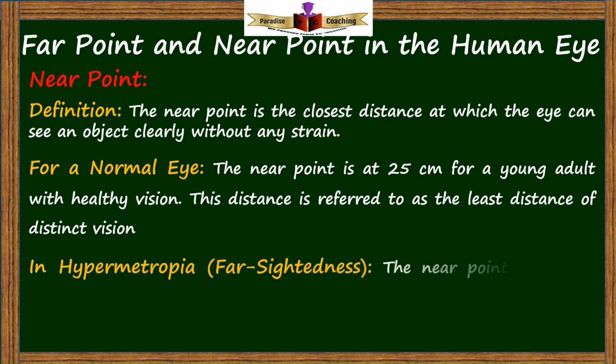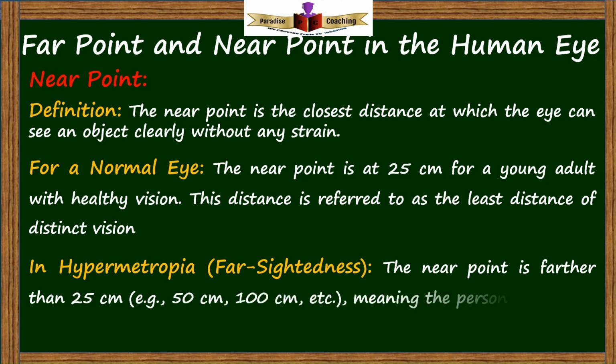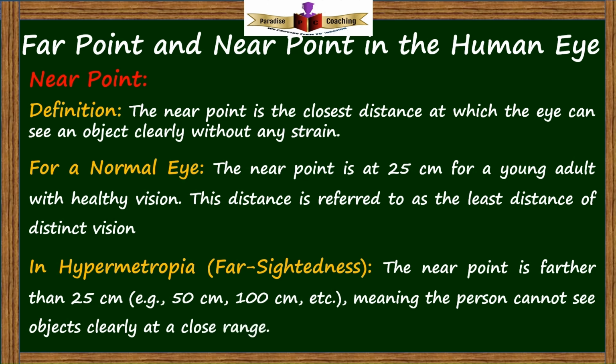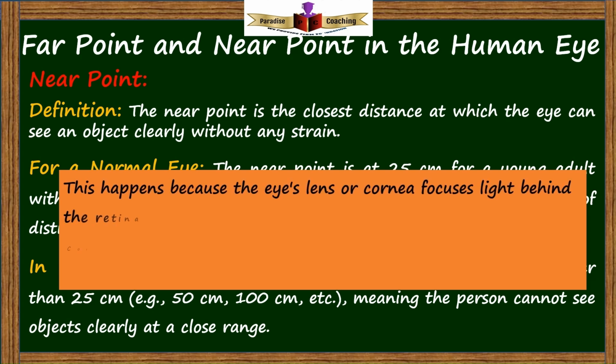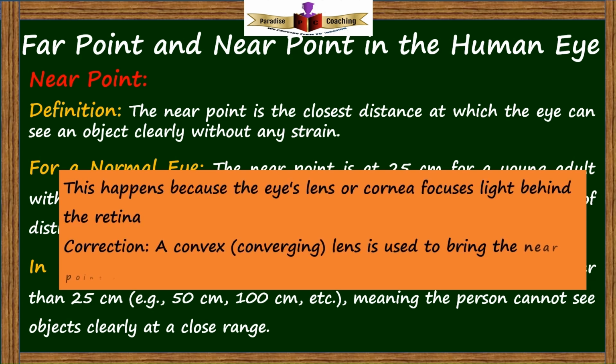In hypermetropia, farsightedness, the near point is farther than 25 centimeters. Example, 50 centimeters, 100 centimeters, etc., meaning the person cannot see objects clearly at a close range. This happens because the eye's lens or cornea focuses light behind the retina. Correction: a convex, converging lens is used to bring the near point closer to 25 centimeters.